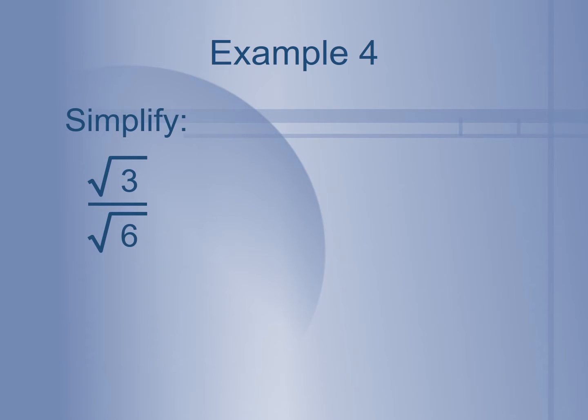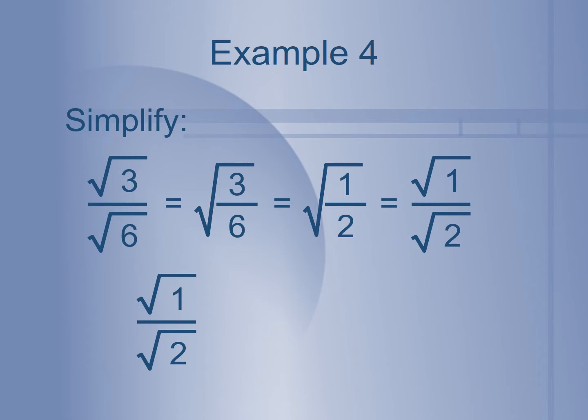Alright, so now we have the square root of 3 over the square root of 6. So first we'll use our quotient property to rewrite that as the square root of 3 over 6, which simplifies to the square root of 1/2. Then we will use our quotient property again to take the square root of the numerator and the denominator, which is the square root of 1 over the square root of 2.